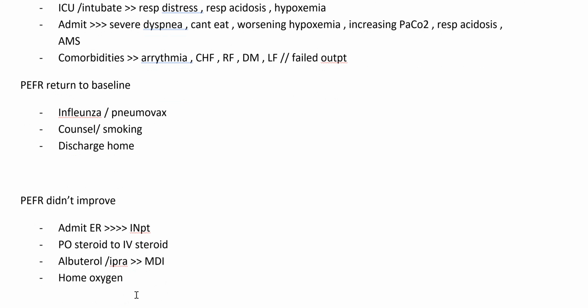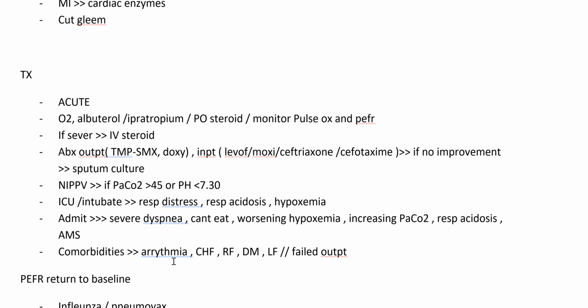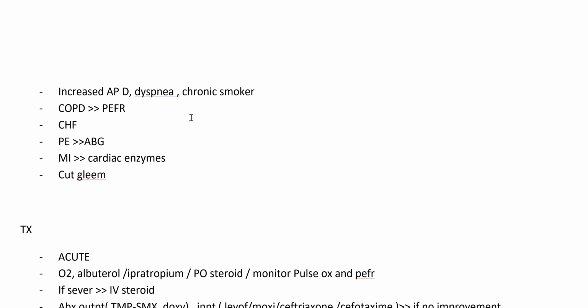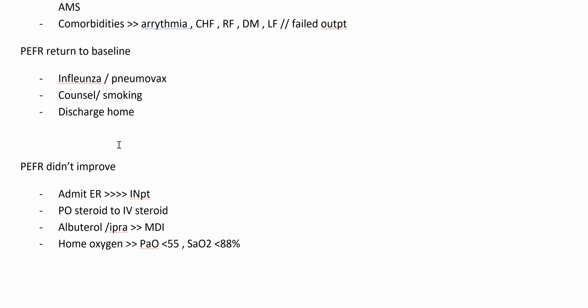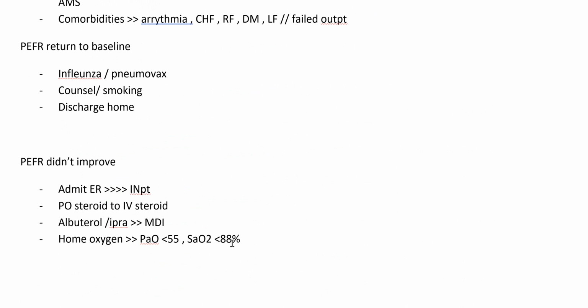When do you give home oxygen? Yeah, this is very important. If the PaO2 is less than 55 or the SaO2 saturation is less than 88%. Those values are very important. So in summary, patient presents with increased dyspnea, chronic smoker. For home oxygen, what was the criteria again? PaO2 less than 55 or SaO2 less than 88.